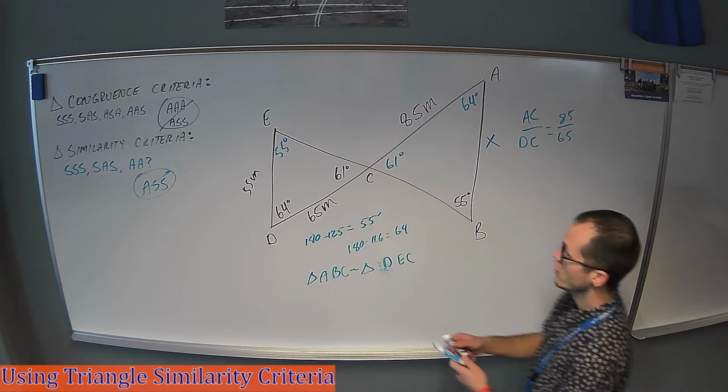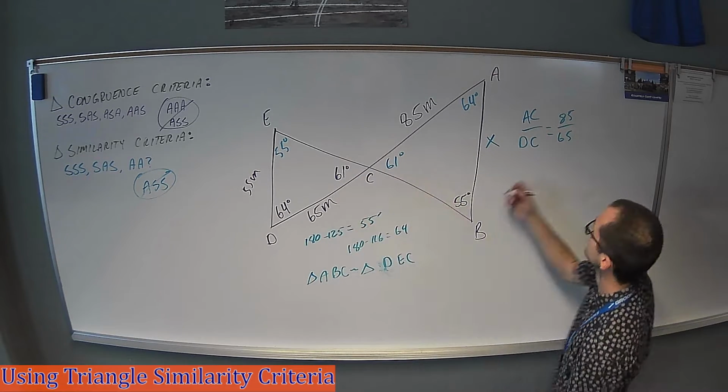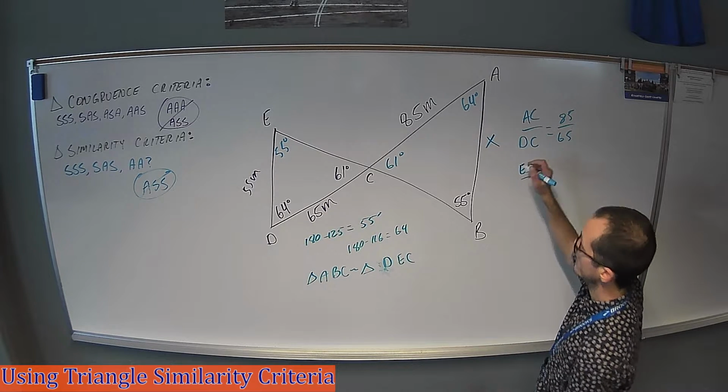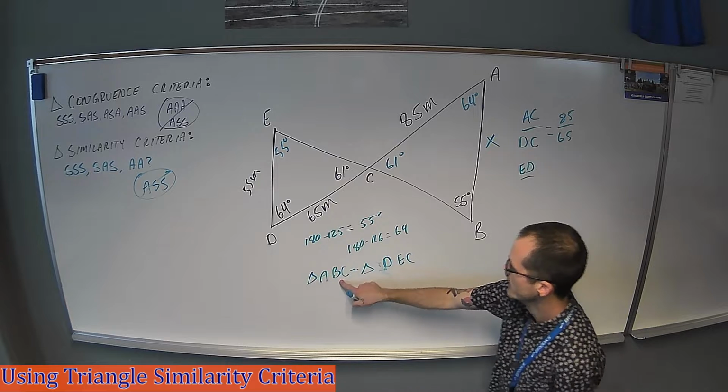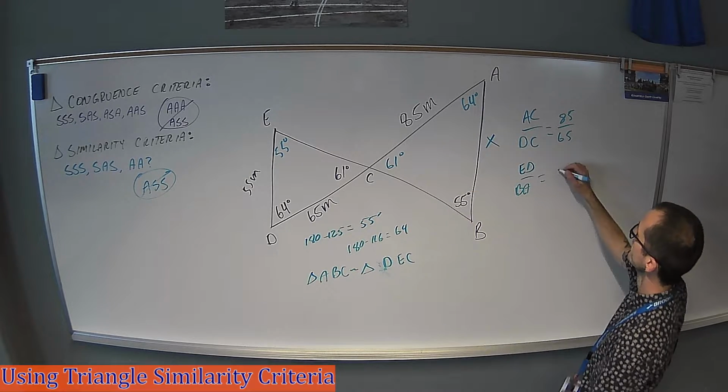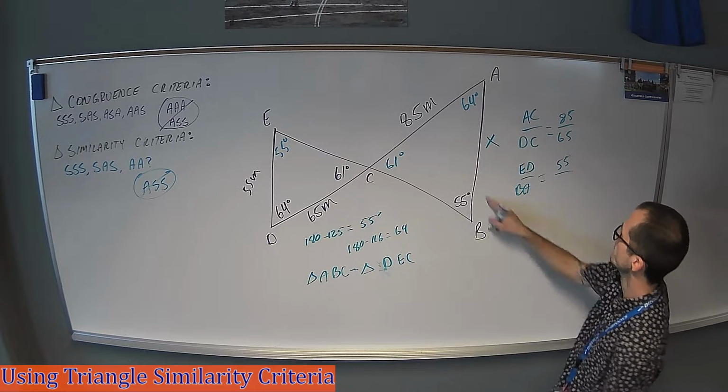So now we can also say that ED is the same thing as BA. So ED over there is 55, whereas AB is our x.